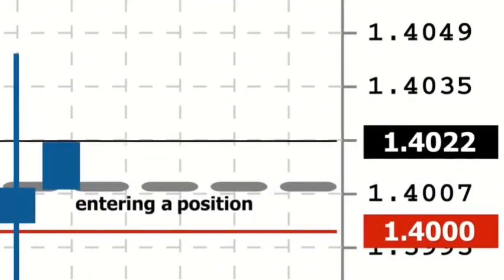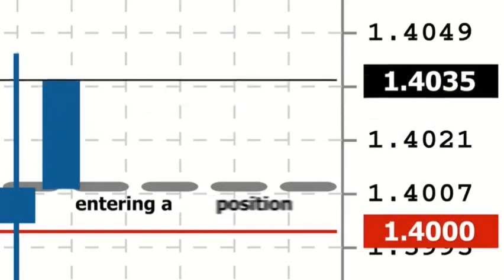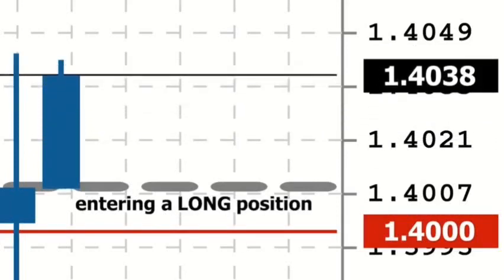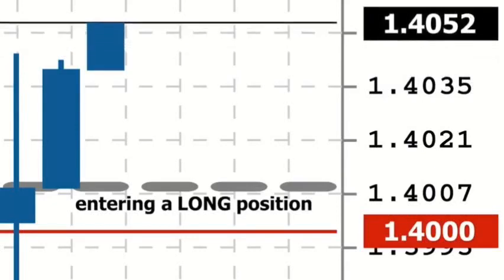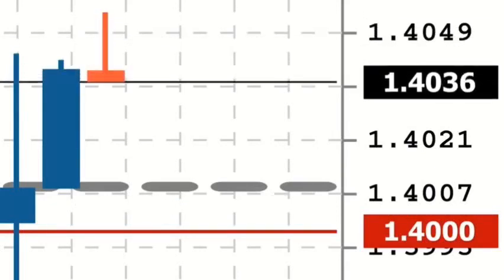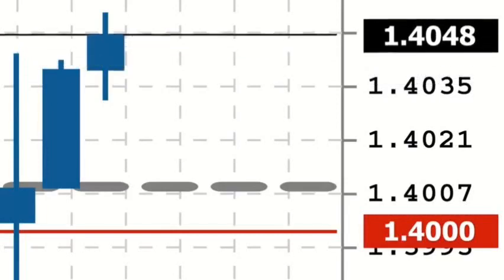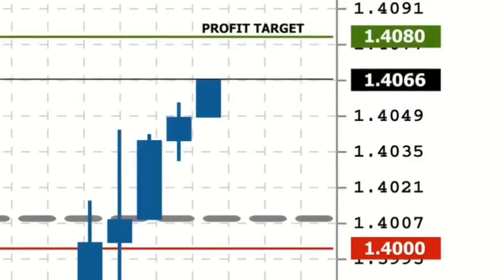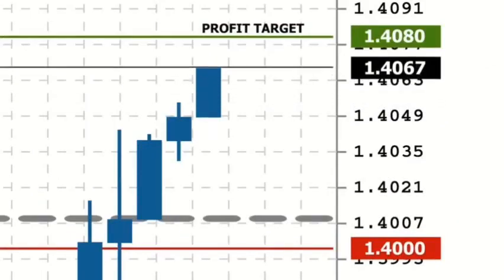You are in. You have entered a position. Because you are buying, you are entering what is called a long position. The price is going up, it is bullish, and you are making a profit. Good. You are doing well. You are approaching your profit target and you will close your trade once the price reaches it.